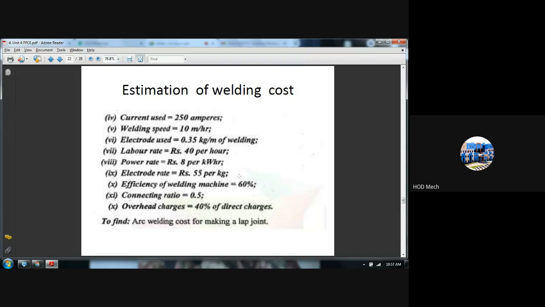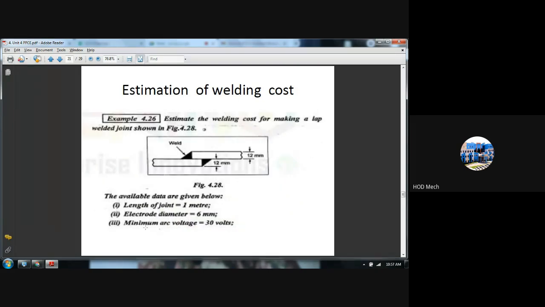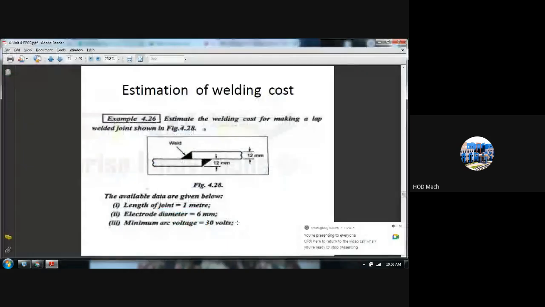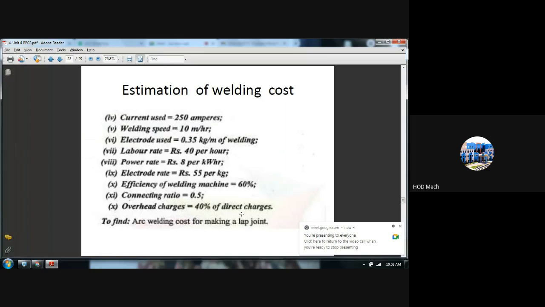Some cases what happens is minimum arc voltage will not be given. So in that case, if it is left out, then don't worry, you have to take it as 30 volts or 40 volts. It is better if you stick with 30 volts. And the current should be approximately near 250 amperes, right?